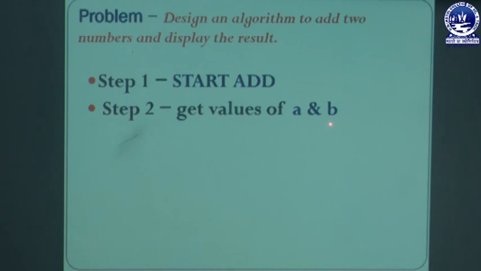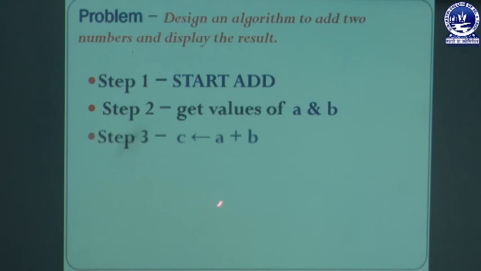In the case of Python, we need not declare the variables, because by giving input to a variable, according to the nature of the value, the variable will take that data type. So get values of A and B. A and B are used for these two numbers, what my user is going to input. So get values of A and B.